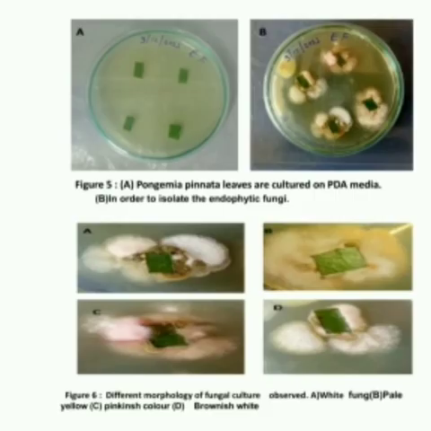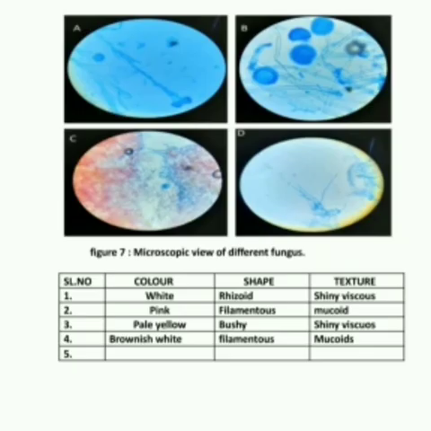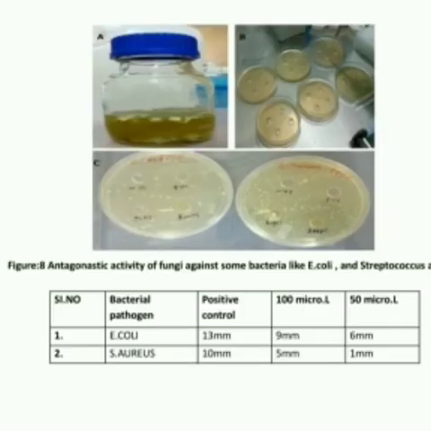We cultured the leaf sample of the Pongamia pinnata plant, got different fungal cultures, observed them under the microscope, and differentiated the morphological characters. We identified the secondary metabolites from the fungal culture.